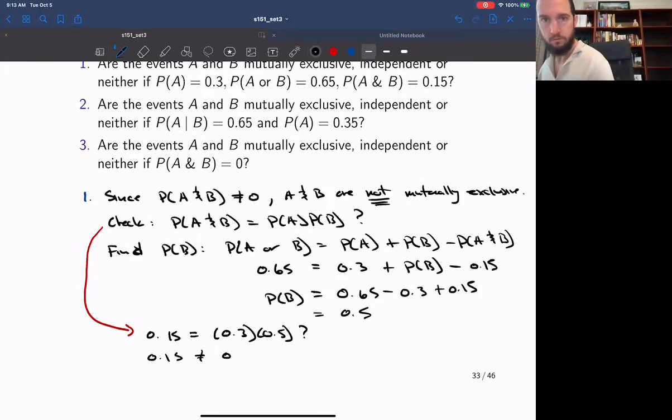Oh, never mind. Oh, okay, maybe I made a mistake. 0.65 minus 0.3 is 0.35. 0.35 plus 0.15 is 0.5. So then yes, these are independent.